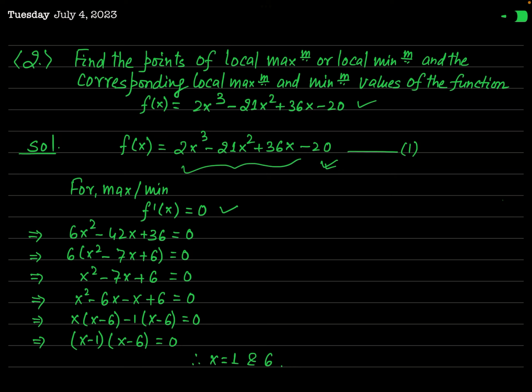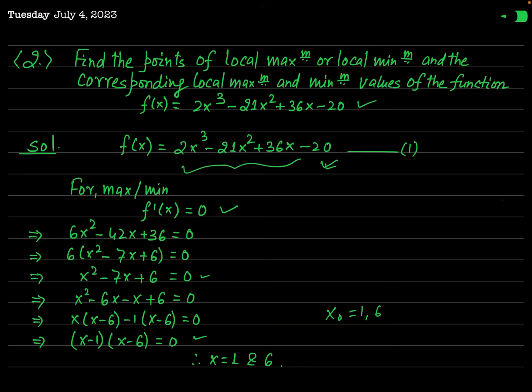You can take this 6 as a common factor. So this will be 6 times x square minus 7x plus 6 equal to 0. And as 6 is not 0, so you can write x square minus 7x plus 6 equal to 0. Now when we will factorize it, you can write x square minus 6x minus x plus 6 equal to 0. And so in this way you can see that you will get x equal to 1 and x equal to 6. So there are two critical points. X naught is here, 1 and 6. These are the critical points.